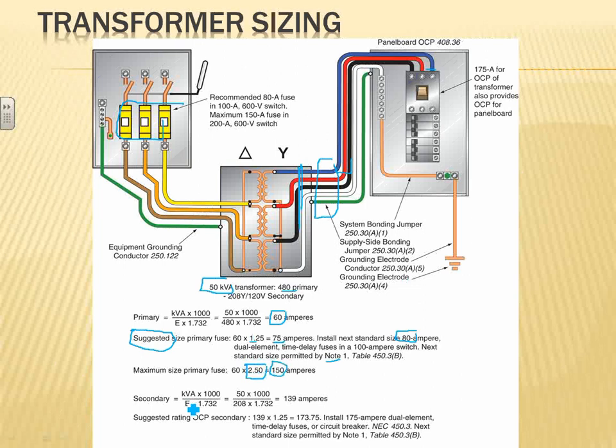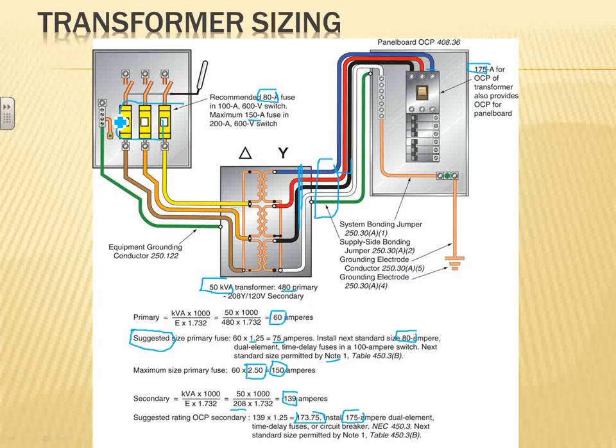Okay, on the secondary side, the same thing. You take the full load amp, except now you divide with the lower voltage, multiply it by 1.25, and that will give me the next standard size up, which is 175. So I have a 175 amp panel overcurrent protection device right in here. 175 right here, and I have an 80. What did we say? Maximum 150, but recommended 80 amp fuse on the primary side.